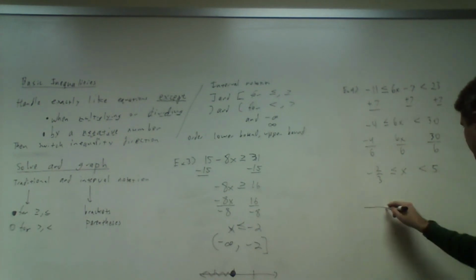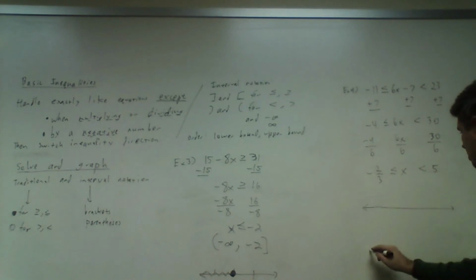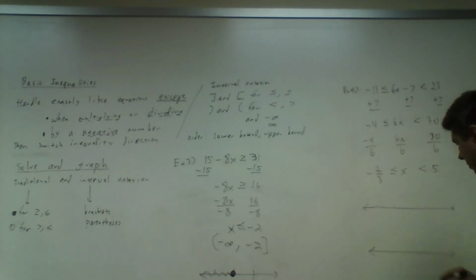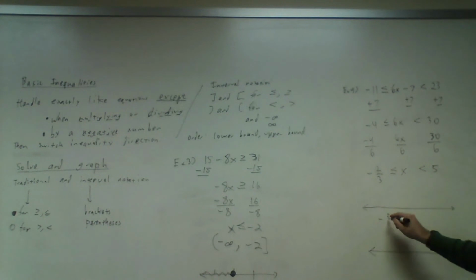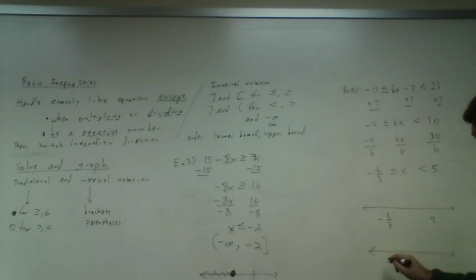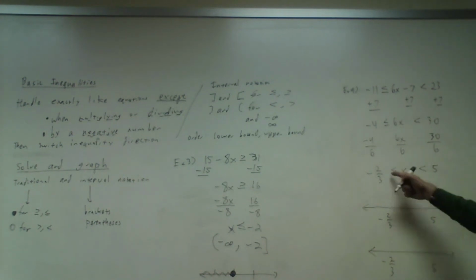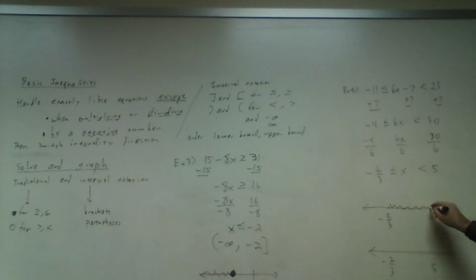Graphing this, because there's only 2 numbers, you really only need to plot both of them on the number line. So we got negative 2/3, we got 5. It doesn't need to be any type of scaling on a sketch. Now, we're going to shade the numbers that are between these two values.